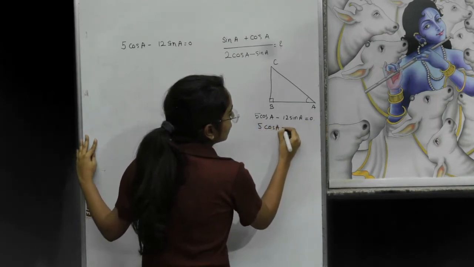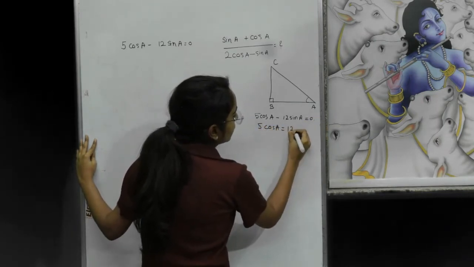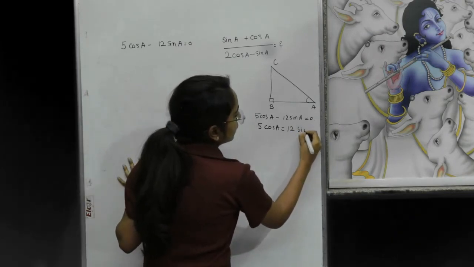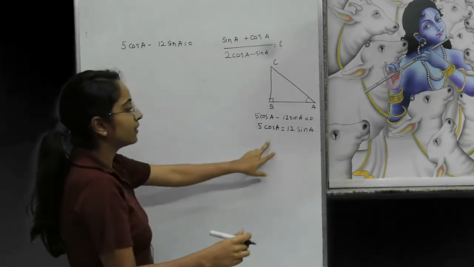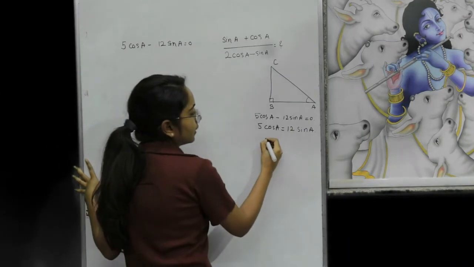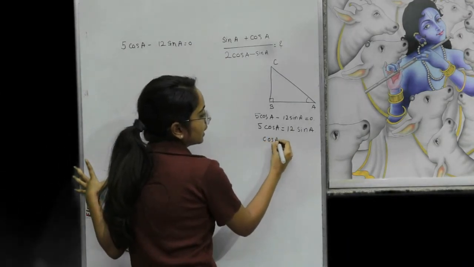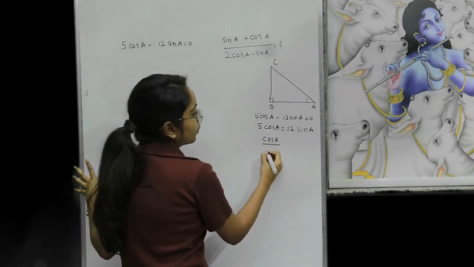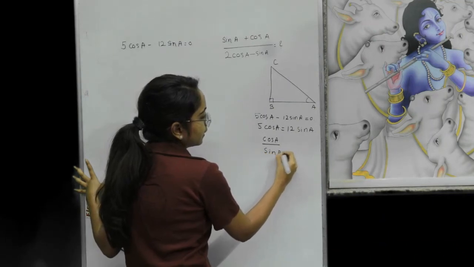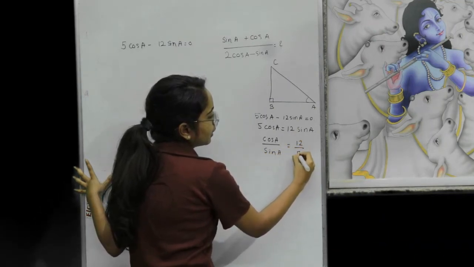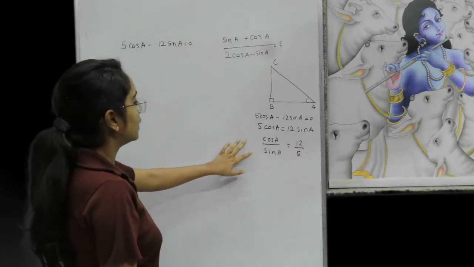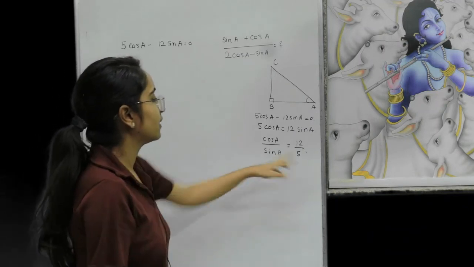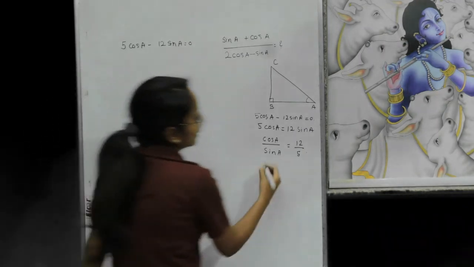First we will simplify the equation, which comes to be 5 cos A equivalent to 12 sin A. Thus we can get the value of cos A upon sin A. Here it comes to be 12 upon 5. So here we have the value of cos A upon sin A, and cos A upon sin A is nothing but cot A.